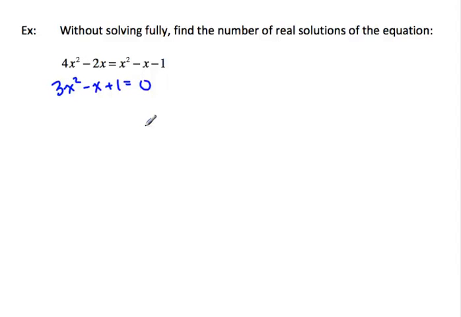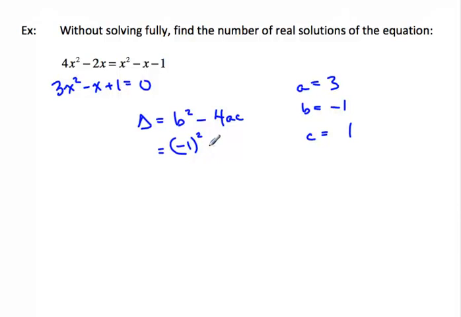So this is a discriminant question because if I figure out what the value b squared minus 4ac would be, I can figure out how many answers I would get out of the quadratic formula without actually having to go through and use it. So we want to evaluate the discriminant. Delta is equal to b squared minus 4ac. So in this case, a is equal to 3, b is equal to negative 1, and c is equal to positive 1. And if I just plug those in, b is negative 1 squared minus 4, a is 3, and c is 1, then I get 1 minus 12, which is equal to negative 11.